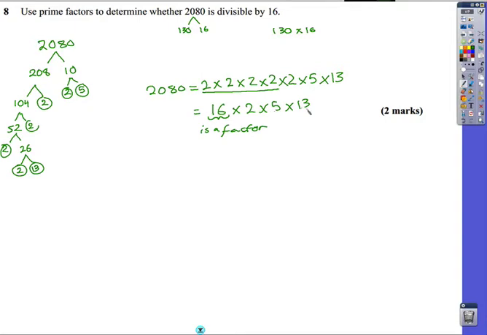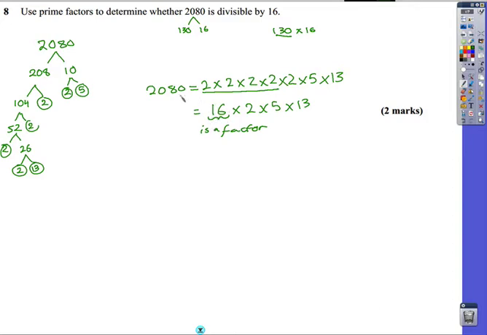And 2 times 5 times 13, well, 2 times 5 is 10, 10 times 13 is 130 as well. And so 130 is a factor. 10 is a factor. 65 is also a factor. But we were looking for 16.